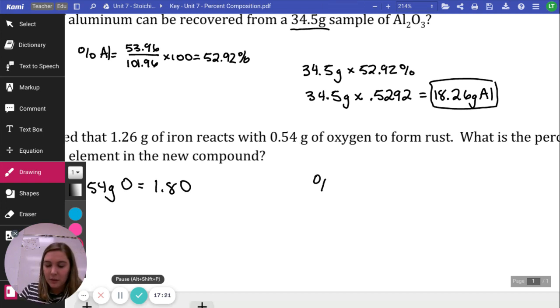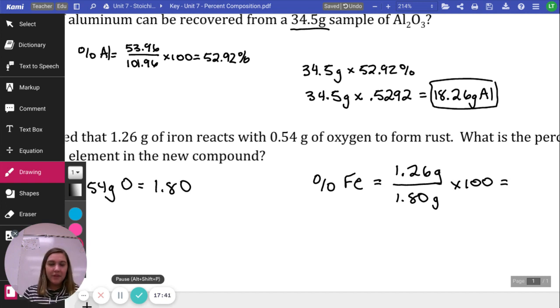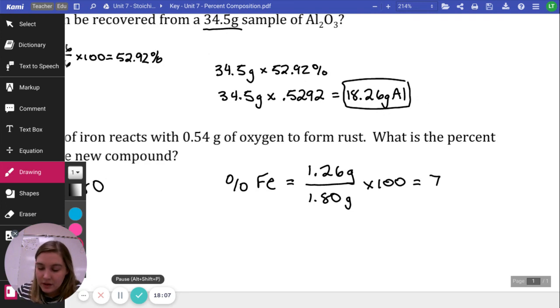All right, so starting with our first one, percent iron. My mass of iron from my problem is 1.26 grams, divided by the total mass of my compound, which is 1.80, times 100. And then we'll plug it on in. So 1.26 divided by 1.80, times 100, and I got straight up 70%.